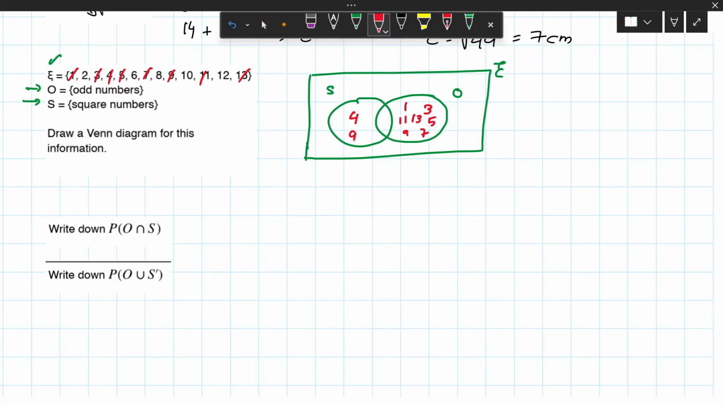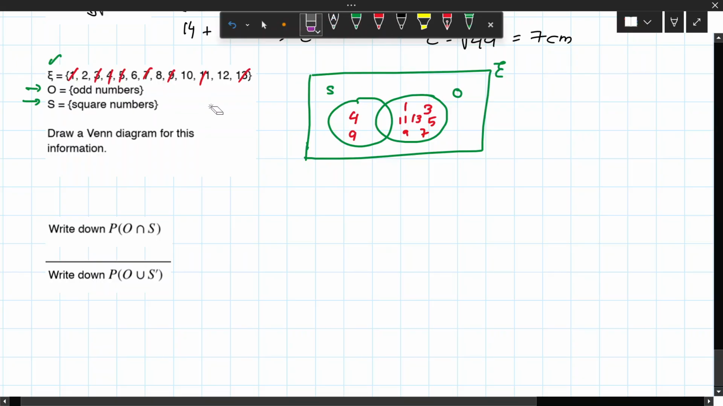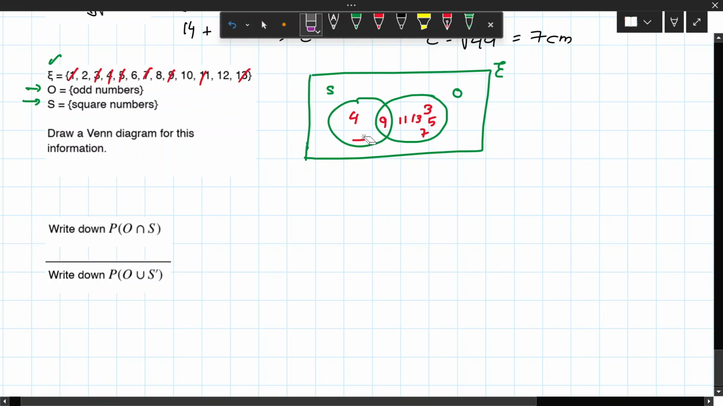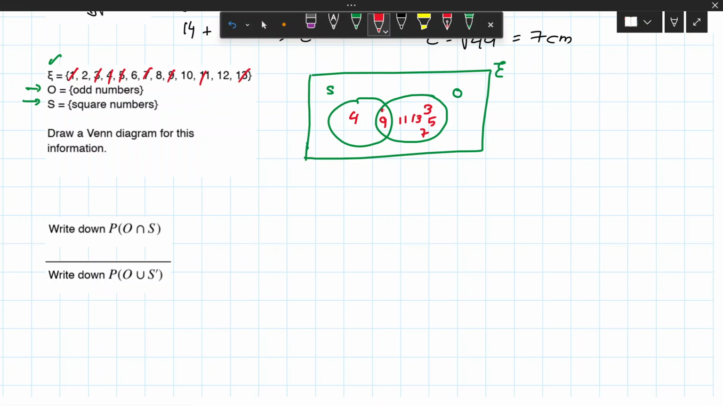9 is a square number. That's it. Okay, so because I have already written 9 in both of them, we can put 9 in the middle. And then the numbers, oh, my bad. 1 is a square number. Yeah, 1 is a square number. So because 1 is there in both of them, 1 has to be in the middle. Yeah, nearly forgot 1 is a square number.